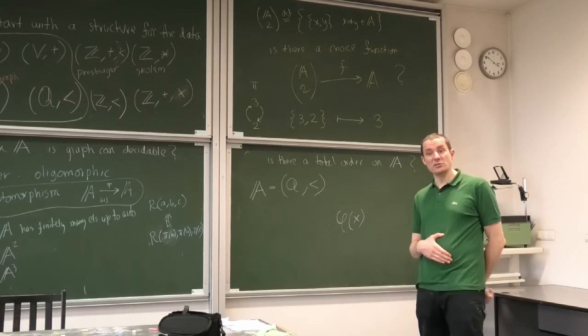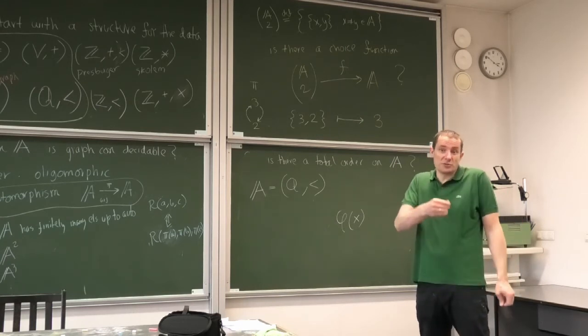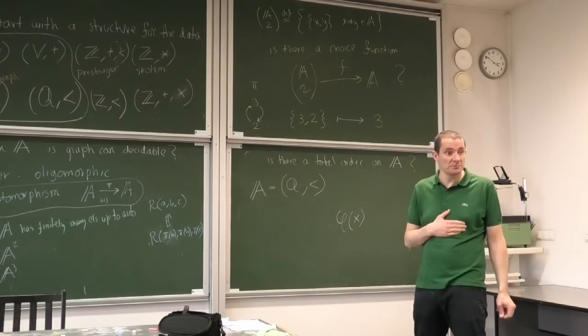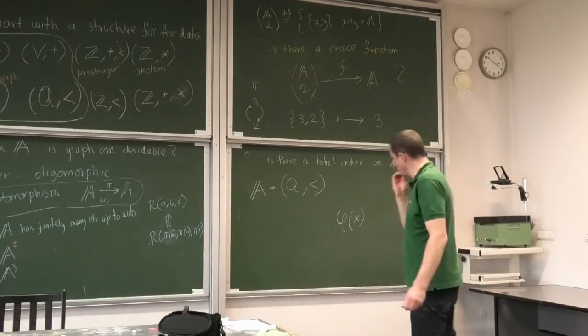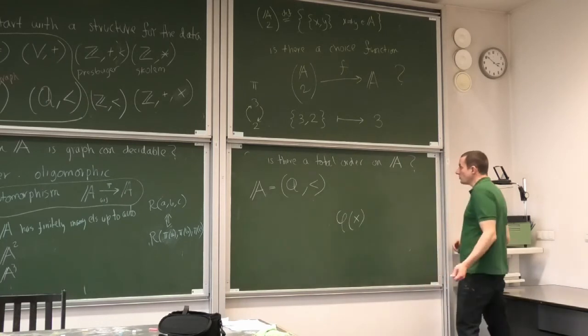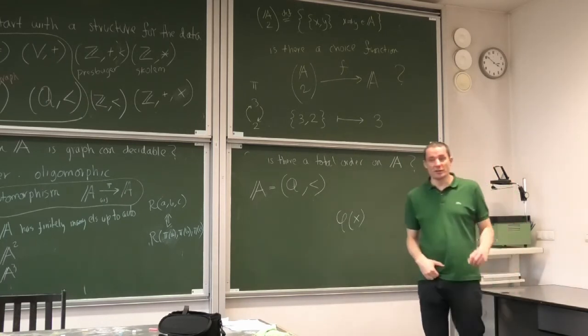No, for exactly the same reasons as before, because they're all in the same orbit. So if it's true for 5, it's also true for 3. Okay? So is this what you meant, Victor? Yeah. So there is no well-founded order.